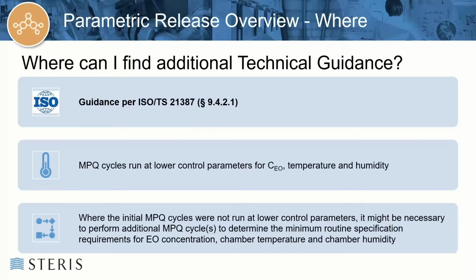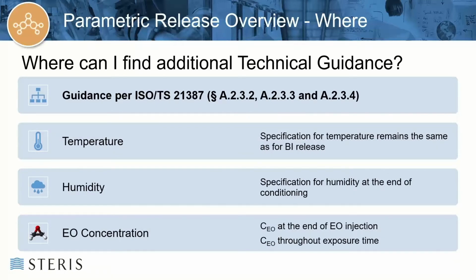clause 9.4.2.1, in annex A 2.3.2, 3, and 4, for temperature, it gives guidance as to the how and the where. Under temperature, it specifies that your parametric release validation will be the same as for your BI release validation. So you'd set your temperatures in accordance with the same method you use for BI release. For humidity, you would look at the humidity specification at the end of conditioning. And for concentration, you would look at your concentration at end of EO injection, as this is the control parameter, and your EO concentration throughout your exposure time.